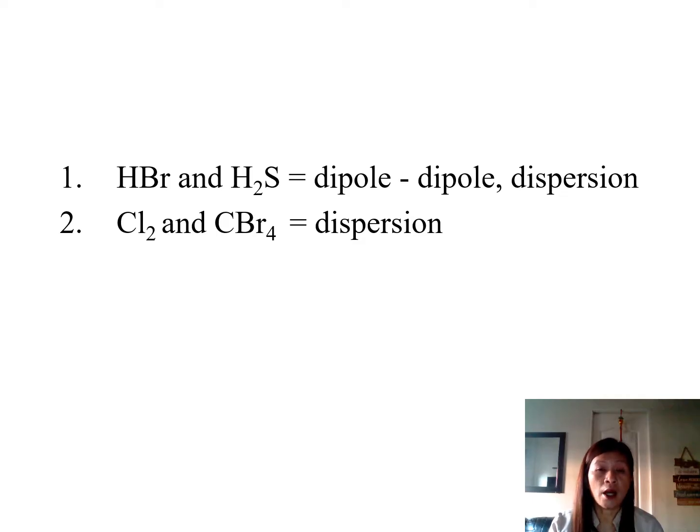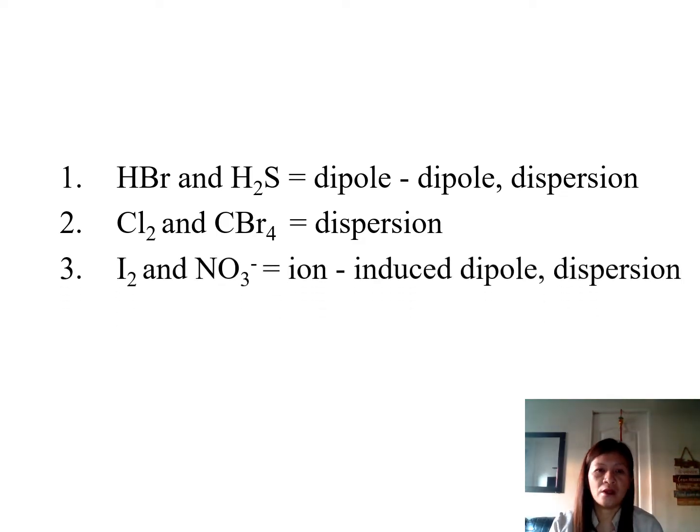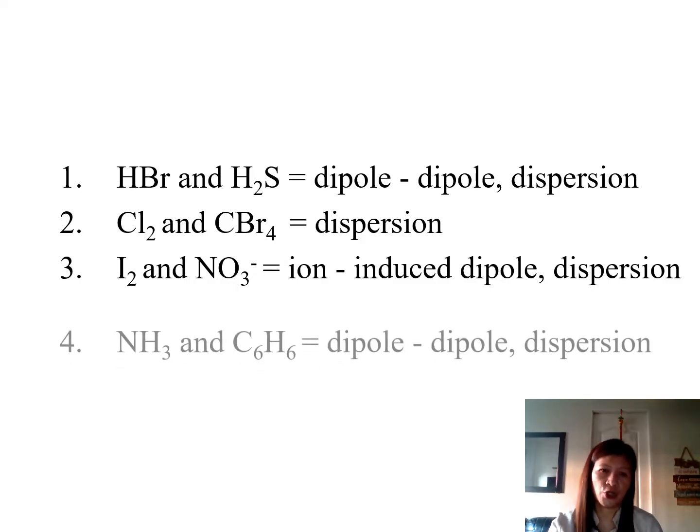Number 2 is diatomic molecule chlorine and carbon tetrabromide. Both are highly polarizable, both are nonpolar, and therefore exclusively dispersion. Another diatomic molecule, iodine, and an ion nitrate. So this is ion-induced dipole and dispersion. Induced dipole because the neighboring ion will cause the nonpolar iodine molecule to become an induced dipole, and therefore the type of force is ion-induced dipole and also dispersion.